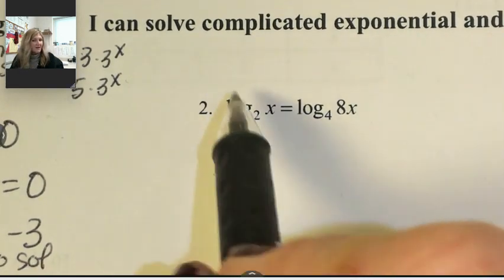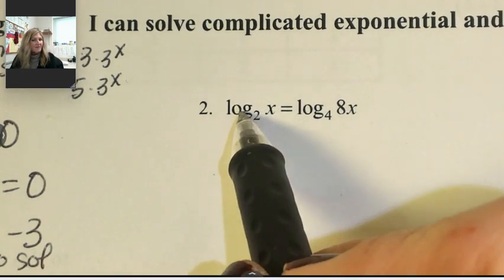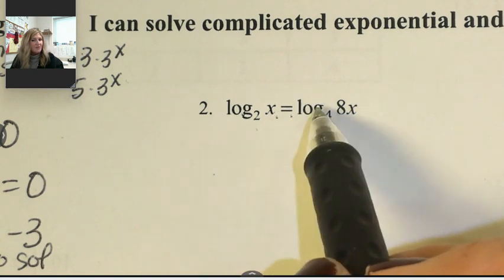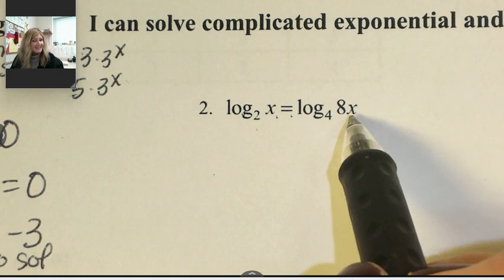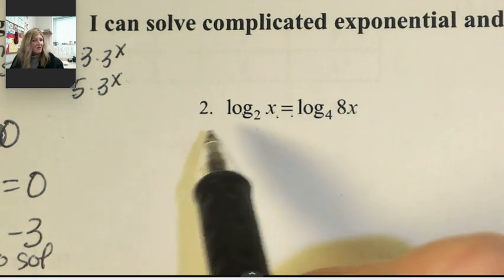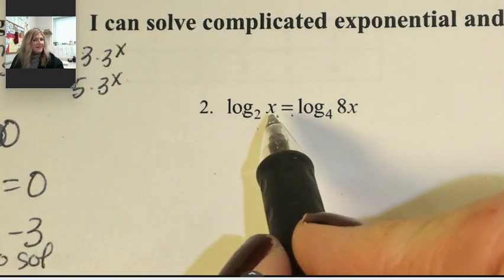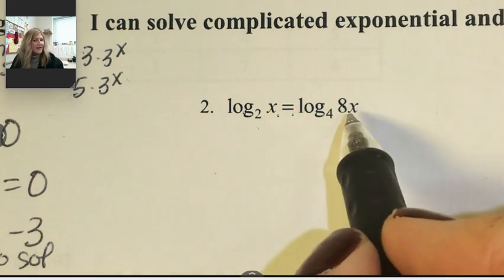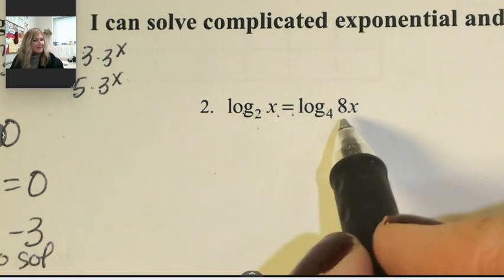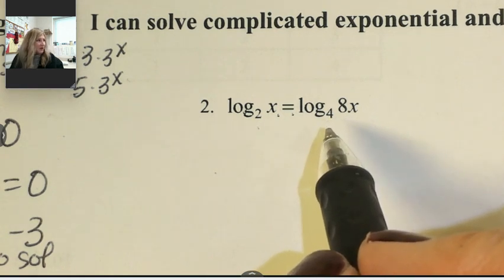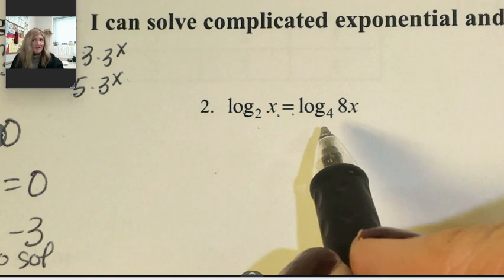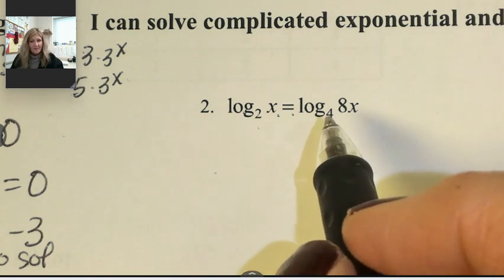Tough problem here. Look at what happens. We have log base 2 of x equals log base 4 of 8x. Well, the problem with this is I'd like to just say x has to equal 8x, but I can't because the bases aren't the same. Don't we have a change of base formula? Look at the board at the fourth one.